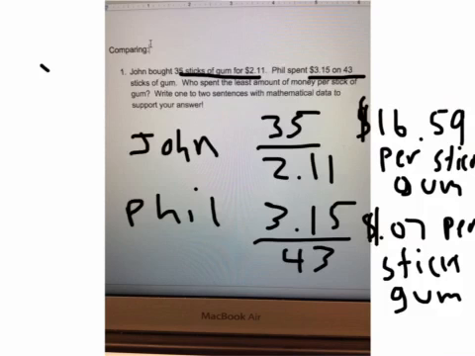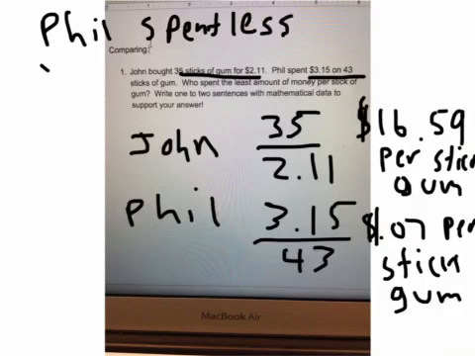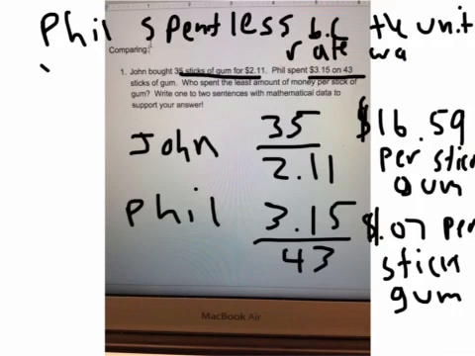So, my sentence would be something along the lines of, let's see here if I can write this. I'll write it on top. Phil spent less, and I'll abbreviate because the unit rate was less.